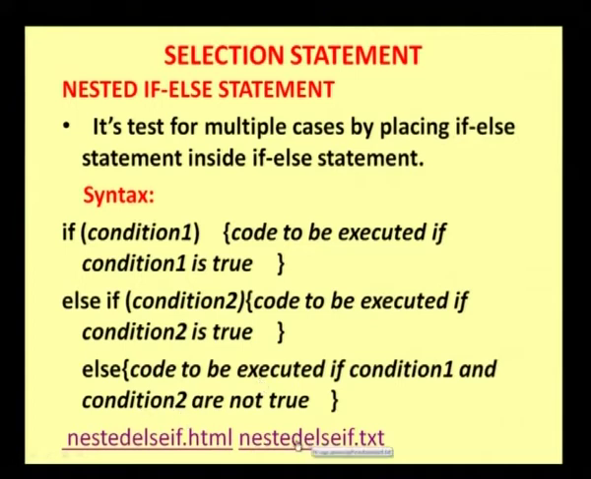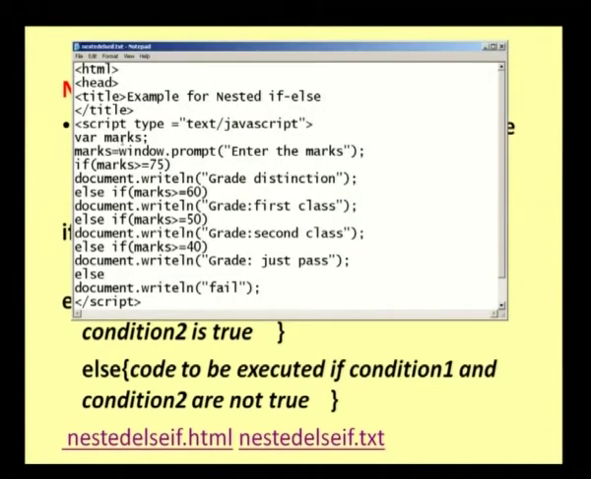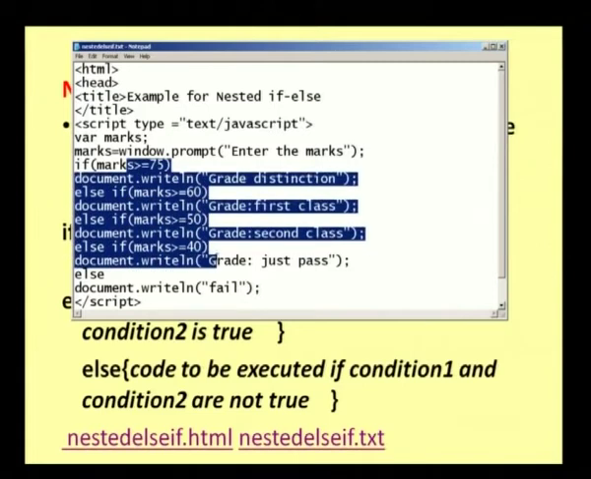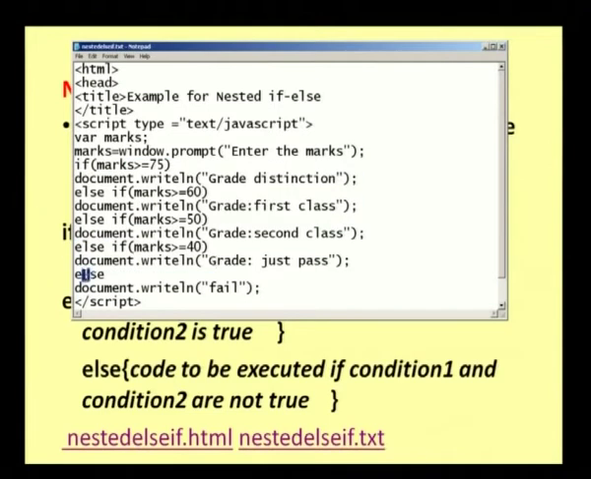So let us see an example for this. I am entering the marks of a student. I am declaring the marks variable, and I am giving the value as 75. If the marks is greater than or equal to 75, then it will print grade as distinction. Otherwise, if 60 has been given as input for marks, first class will be printed, then 50 second class, and 40. If all these conditions have failed, then this last else part will be executed. So these are multiple cases. We can check more than one condition inside this nested if else.